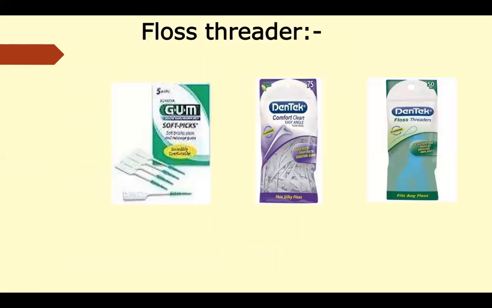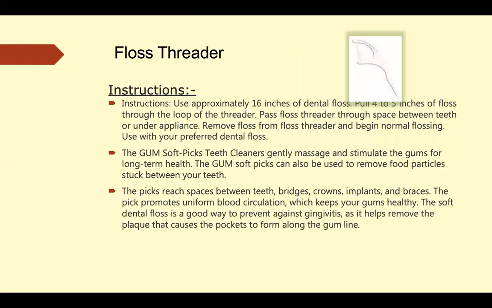Now, floss threaders. You have to learn how to floss your teeth. Instructions: use approximately 16 inches of dental floss. Pull 4 to 5 inches of floss through the loop of the threader. Pass the floss threader through the space between teeth or under appliances. Remove the floss from the floss threader and begin normal flossing. Use with your preferred dental floss.